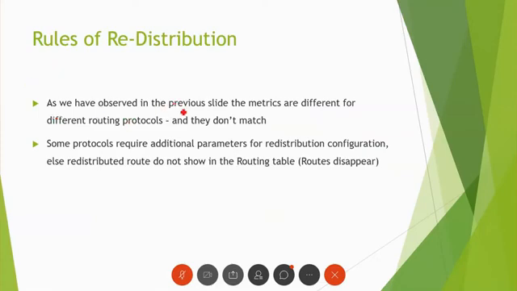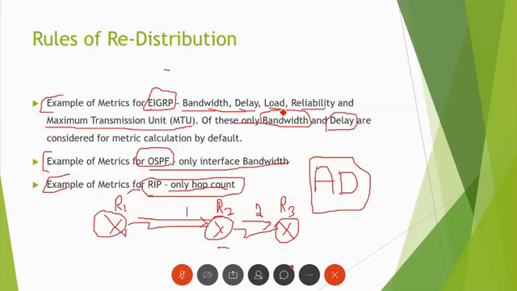So as we have observed in the previous slide, the metrics are different for different routing protocols and they don't match. If you observe carefully, OSPF metric is bandwidth only. EIGRP metrics are minimum bandwidth and delay. They are not common, they are not the same. There is a different parameter in the metric. And if you compare with RIP, it is only hop count. They don't consider bandwidth or delay or other parameters.